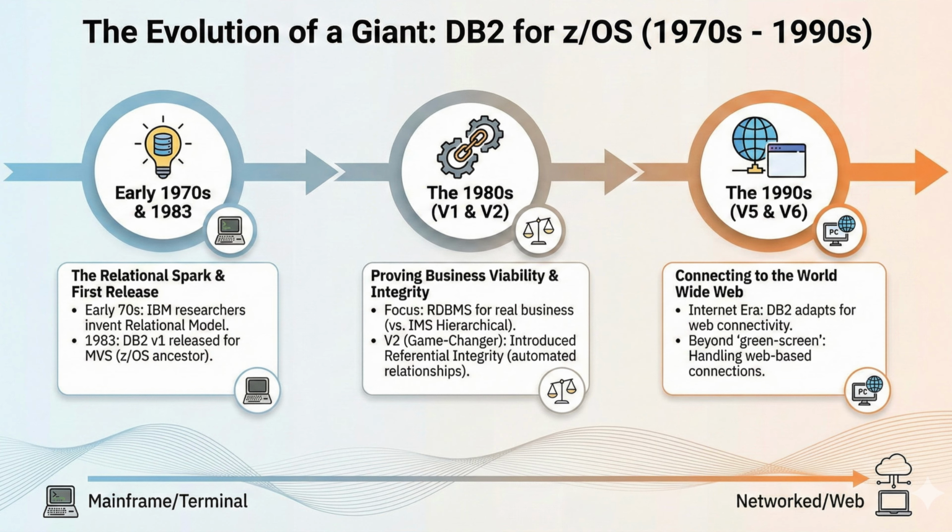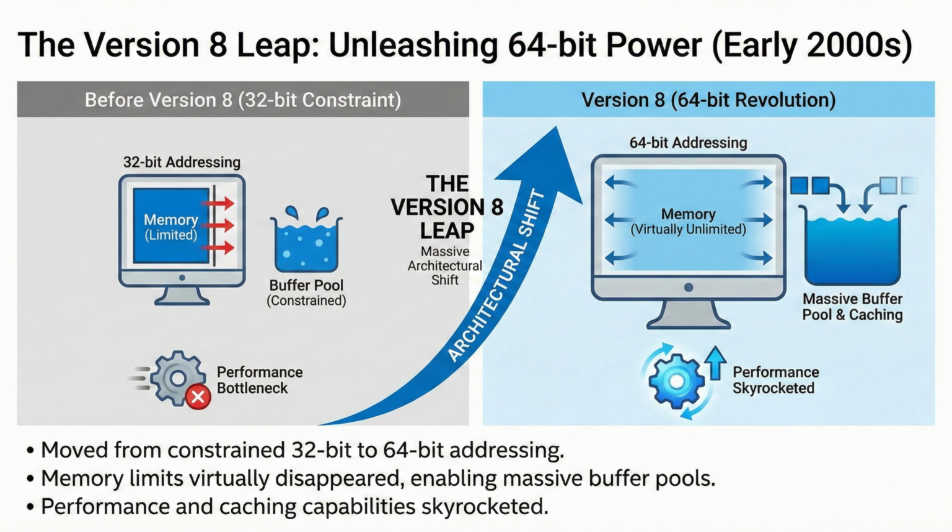By the time we hit the 90s and version 5 and 6, the internet was born. DB2 had to adapt to handle connections from the web, not just green screen terminals. The next major leap came with version 8 in the early 2000s. This was a massive architectural shift because DB2 moved to 64-bit addressing. Before this, DB2 was constrained by memory limits. With 64-bit, the memory limit virtually disappeared, allowing for massive buffer pools and caching, which skyrocketed performance.